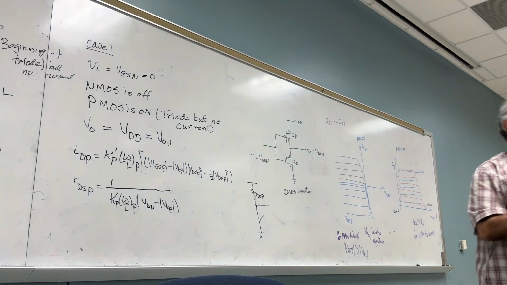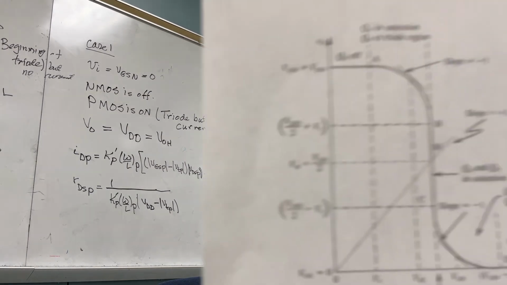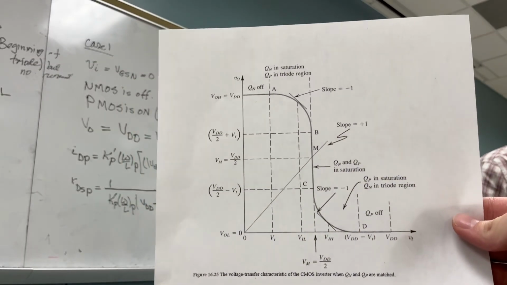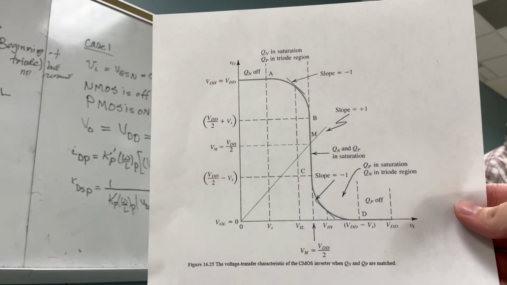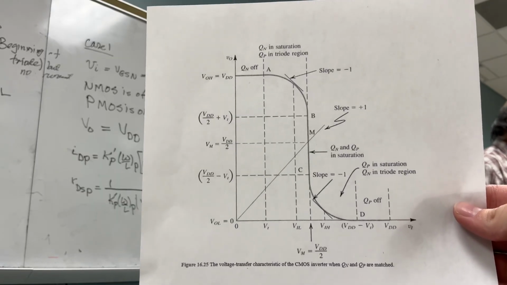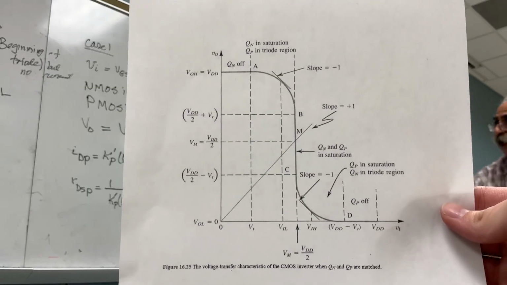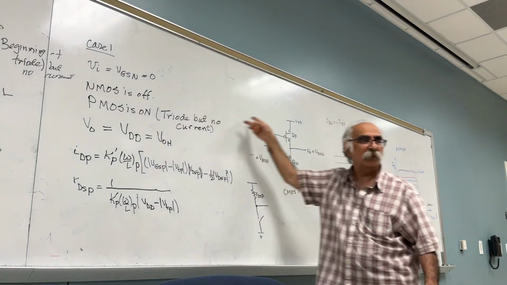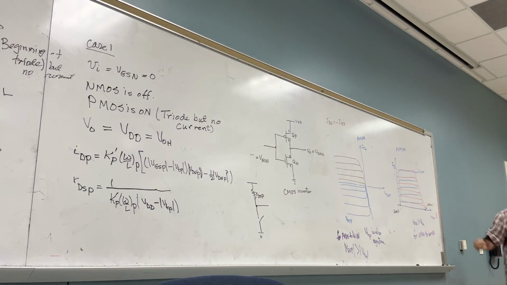This is VTC. Where am I? Do you see the VIL? VIL is where the slope is negative 1. By the way, what am I doing to the input? I am increasing the input. Where did I start? At 0, which is the case where VIN equals 0. Where was the operating point? Here.